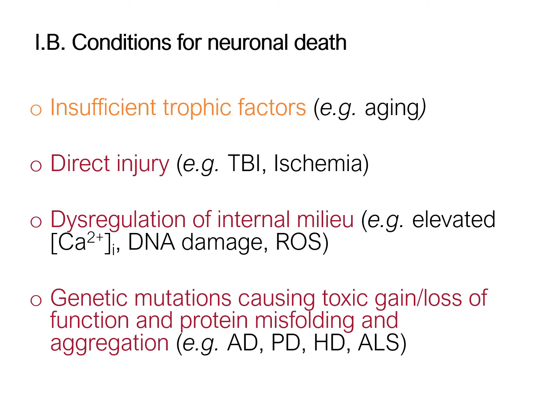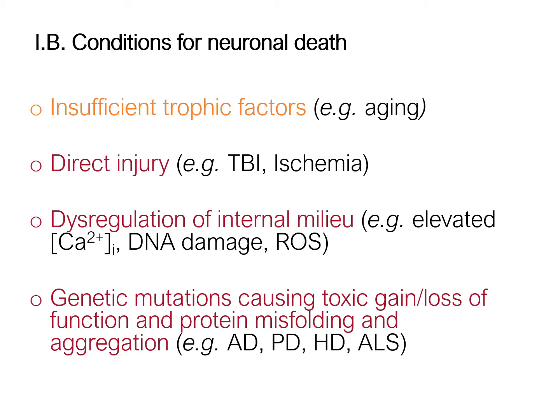There are different conditions that can cause neuronal death, and here there is a very basic list of some of those factors. One of the conditions that causes neuronal death are insufficient trophic factors, and that is particularly relevant during aging. Another example are direct injury, such as TBI or ischemia, and those also cause neuronal death. There are other factors such as dysregulation of the internal milieu, such as elevated calcium, DNA damage, accumulation of reactive oxygen species, and all of those factors can cause neuronal death.